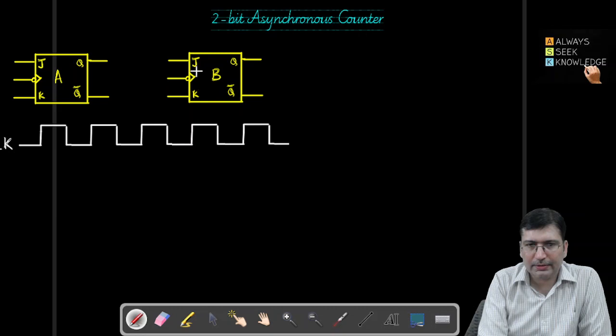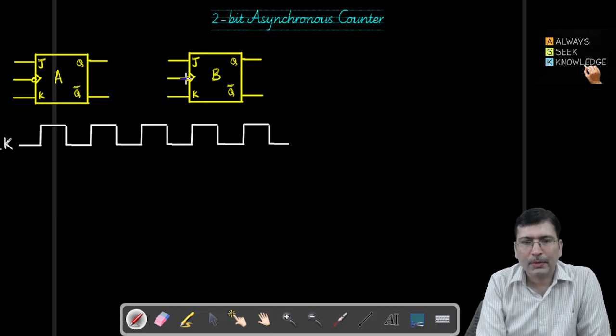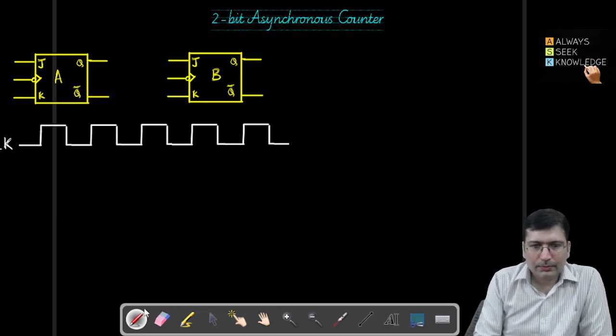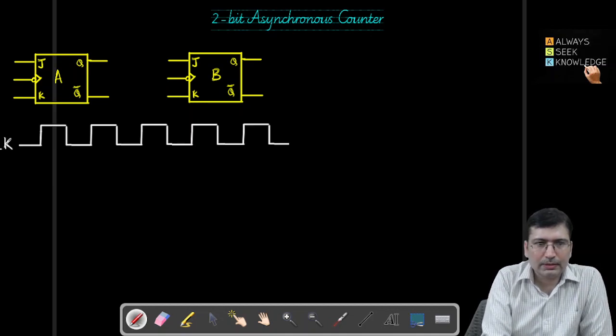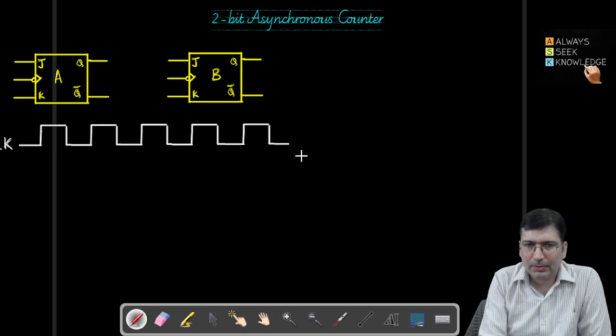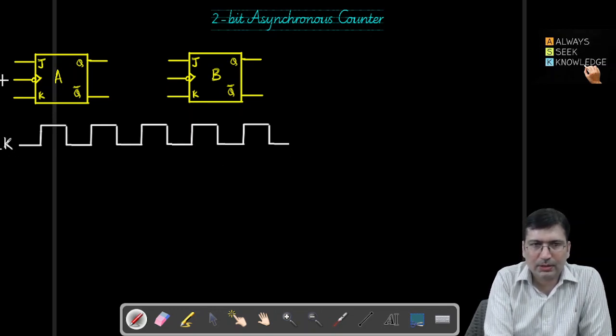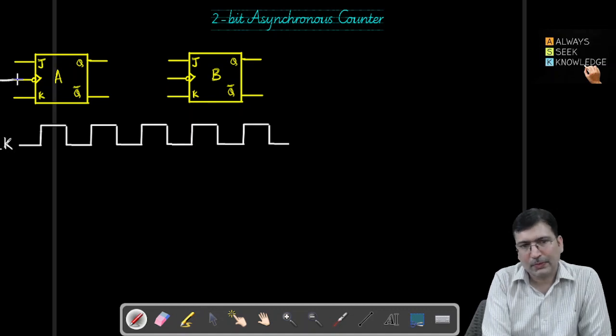This is also a negative edge triggered flip-flop. We are passing a clock. So let's say we are passing a clock here. Now this clock which we are passing, I am representing here. So let's say this is the clock. This clock has been given here to this flip-flop. So it is connected here, right?